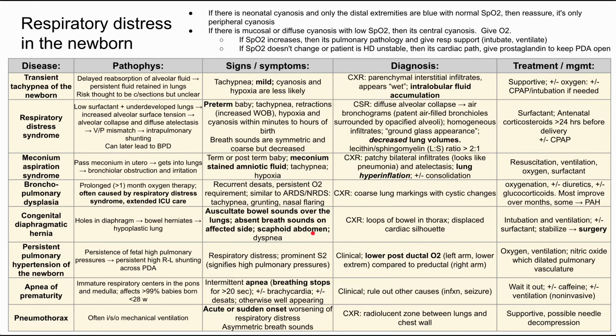Baby will also have a scaphoid abdomen because they don't have intestine in their abdomen. They have intestine up in their chest. And of course, dyspnea. Chest x-ray will be pretty obvious, loops of bowel in the thorax and a displaced cardiac silhouette. The heart has to go somewhere, so it's pushed over to one side away from the herniating bowel. Treatment here is initial stabilization, intubation, ventilation. You can give them surfactant, you stabilize them, and then eventually you do surgery, which is the definitive treatment.